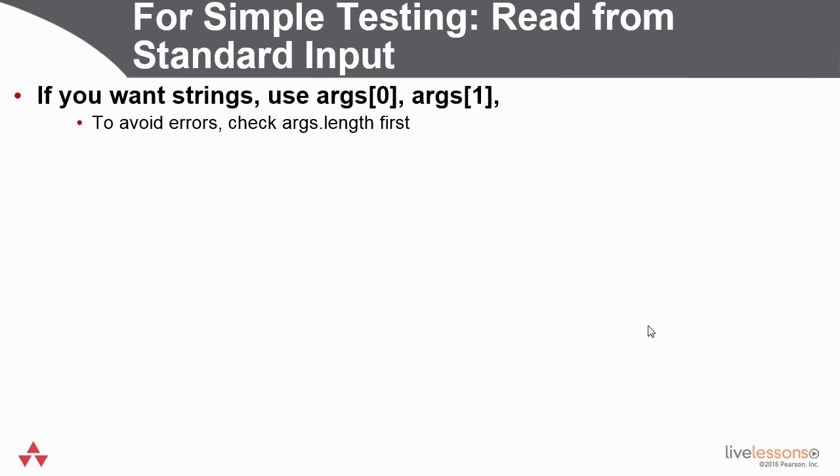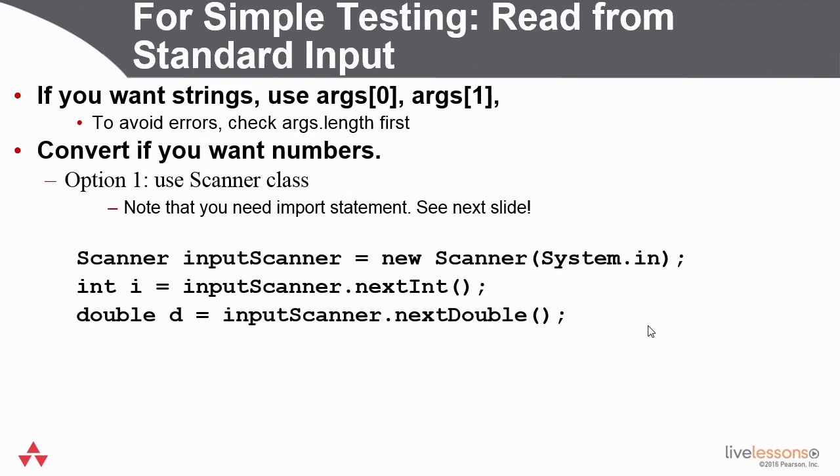So if you want to read strings, one of the things you can do is use the command line arguments that are supplied to main. We did that earlier when we did the example called show args. So if you just want to treat them as strings, you read arg sub 0, arg sub 1, but as we saw in the earlier example, make sure you check args.length so you're not trying to read off the end of the array. But what happens if you want to read a number from the user?